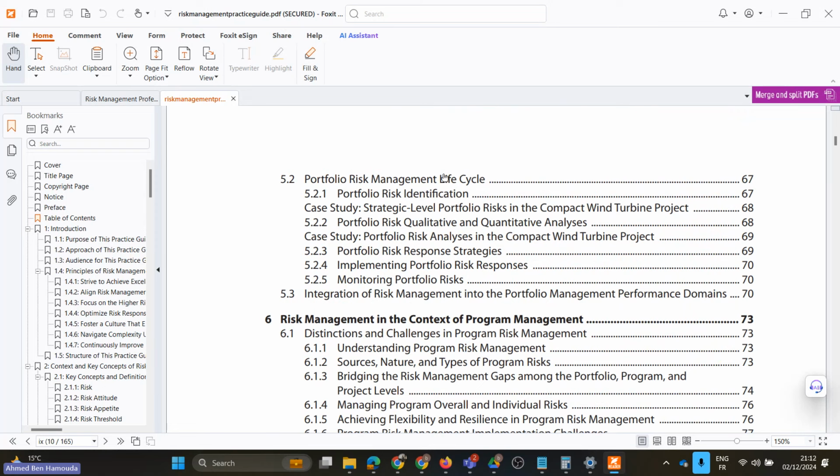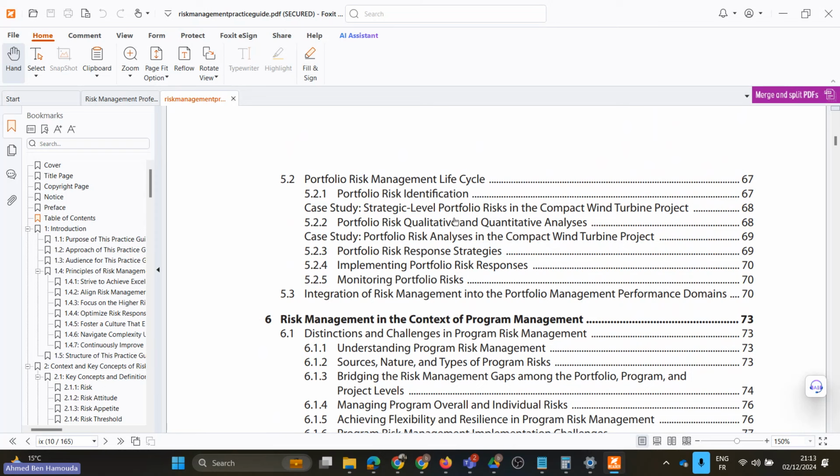Then the life cycle of the risk management in a portfolio. Here, how to identify risks on a portfolio level, because it's different, to be honest. It's different than on program level, and it's different than on a project level, okay? The roles, the responsibilities, the types of risks, even the magnitude of the risks, the impact of the risks. A portfolio level is quite large, quite big, and is different than a project level, okay?